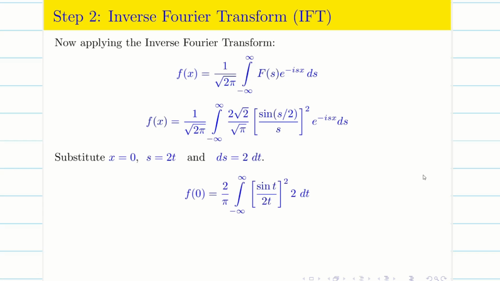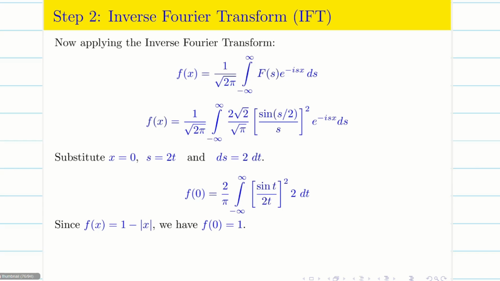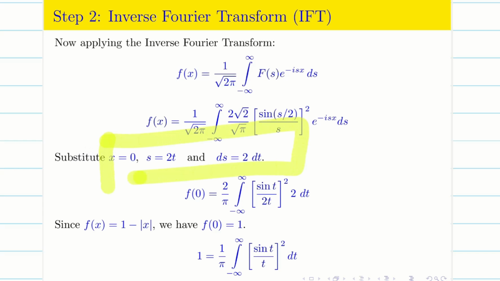You can see the typed version. Now two things I have to do. I have to cancel this 2 and 2 with this 2 because we have whole square, and I have to find the value of f of 0. My f of x is 1 minus mod x. My f of 0 is simply 1. If I substitute both, I'll be getting 1 equal to 1 by pi, minus infinity to infinity, sine t by t whole square dt. So understand, students, the change is here: s equal to 2t. When we have the a minus mod x problem, we put a equal to t, then it will make as by 2s. So remember this carefully.